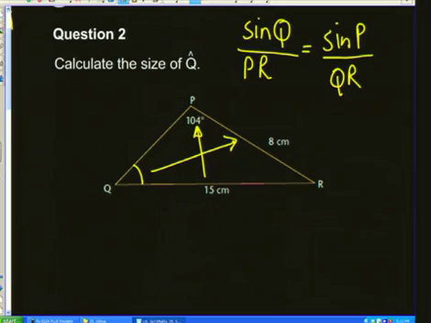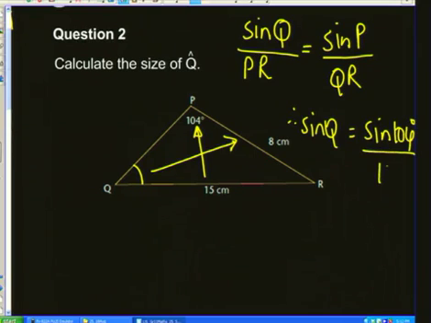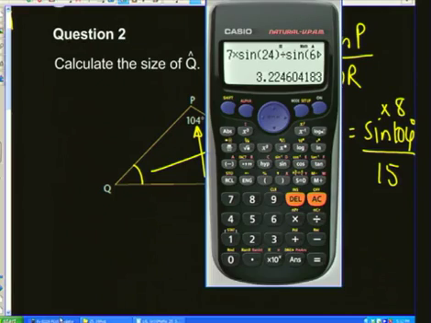Now let's substitute. Sine Q, I don't know what it is, but I do know sine P, that's sine of 104. And I'm dividing that by QR, which is 15. And I'm now going to take PR across and multiply by that, which is 8. Right, I take my calculator. Let's clear that, 8 times sine of 104, and we're going to divide by 15. And we're going to get 0,51.